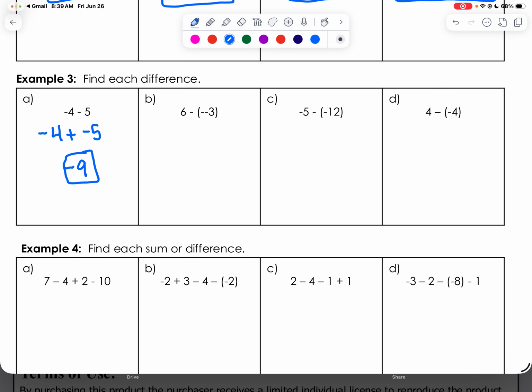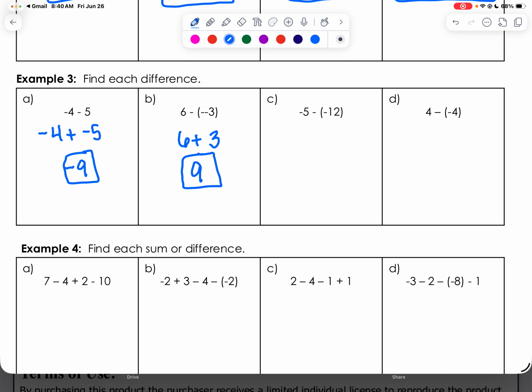All right, 6 minus negative 3. First thing we're going to do is rewrite it as an addition problem. 6 plus positive 3. And now the signs are the same, so we add and use the common sign.